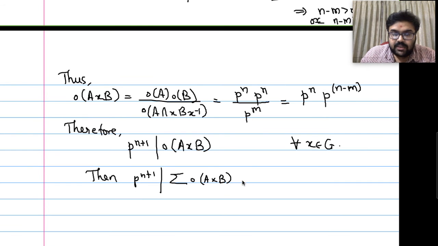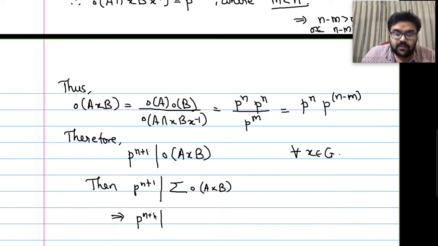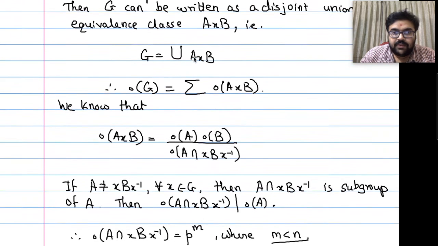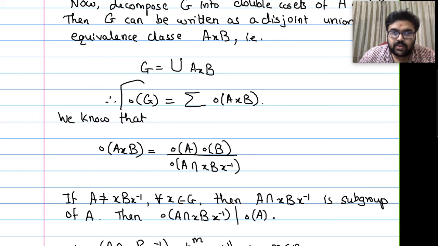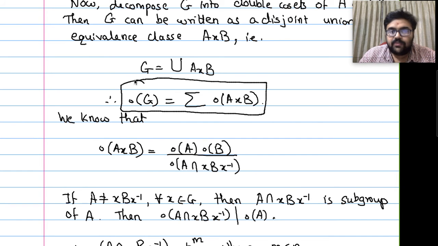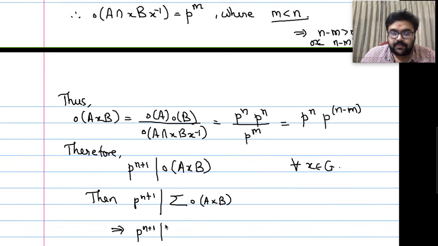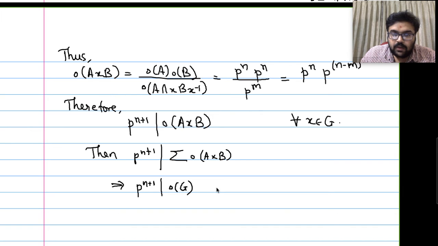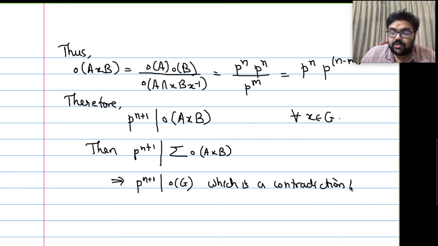But then this implies p power n plus 1 divides, what is the sum? We have partitioned G into these cosets, so the sum is order of G. So that means p power n plus 1 divides order of G, which is a contradiction. Why? Because it is a contradiction to our assumption.